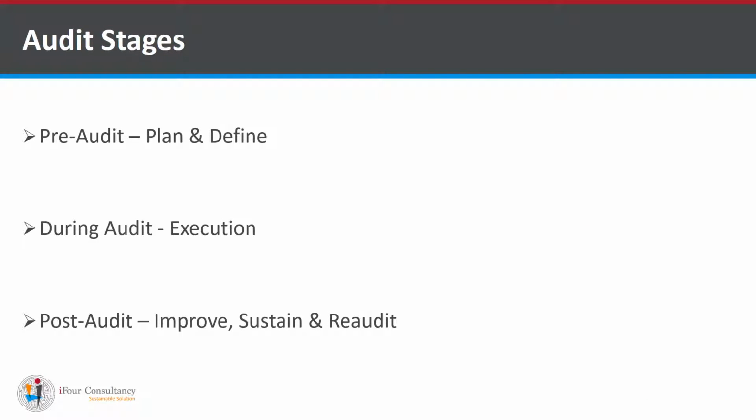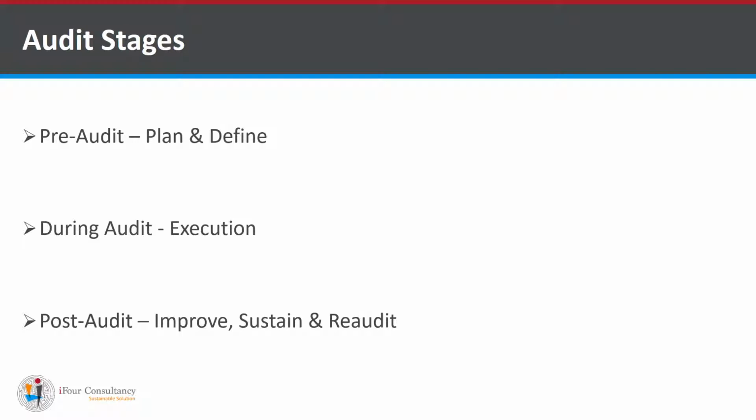So audit is basically divided into three stages. First stage is pre-audit. In this stage, planning and defining the audit is done. In the planning phase, we decide at what intervals we are going to conduct the audit. And in the definition stage, we decide what are the criteria which we are going to focus on while doing the audit.